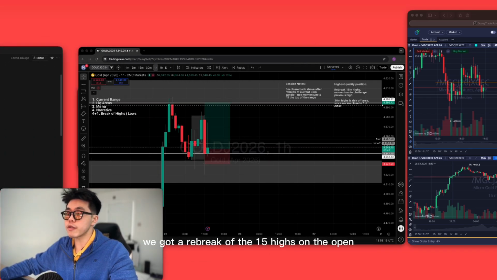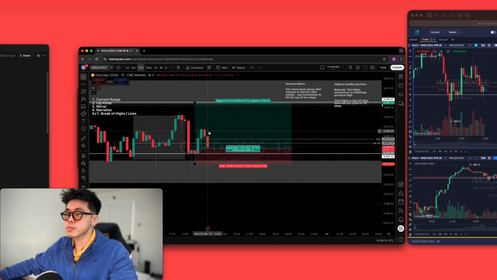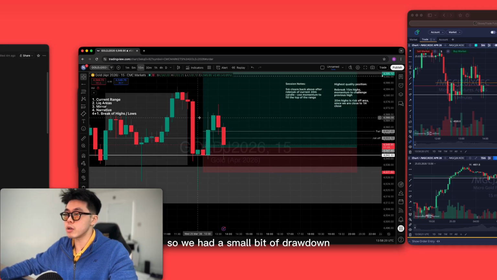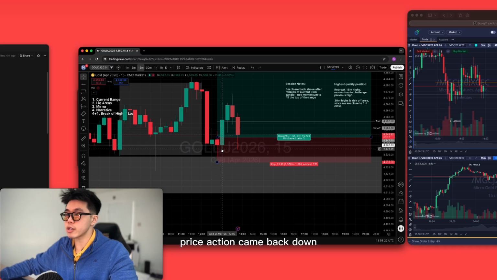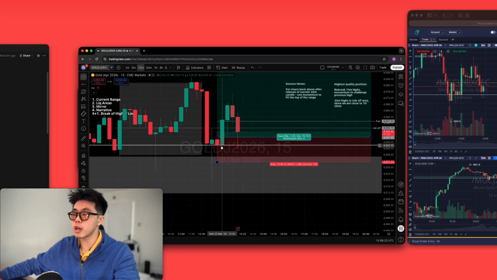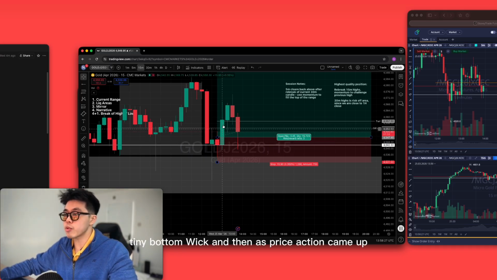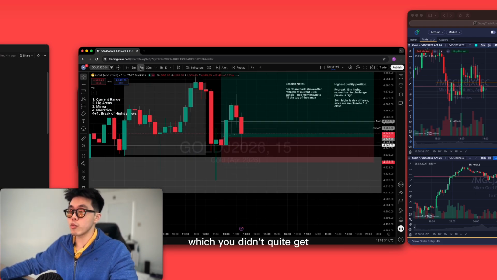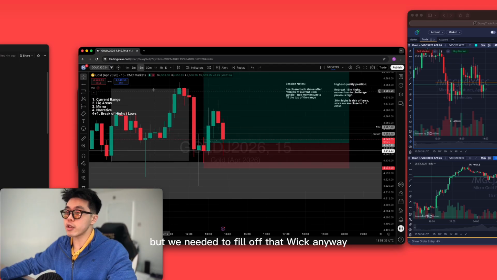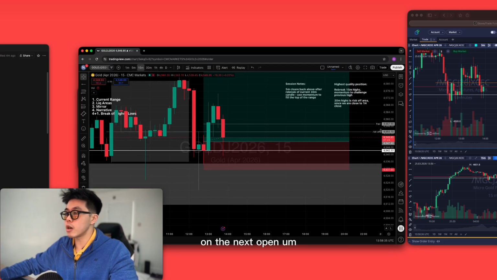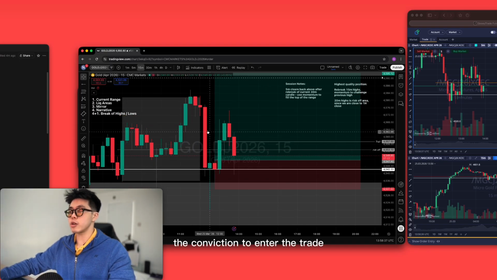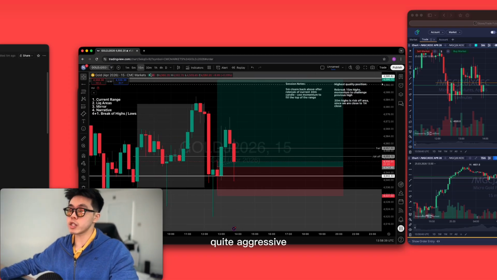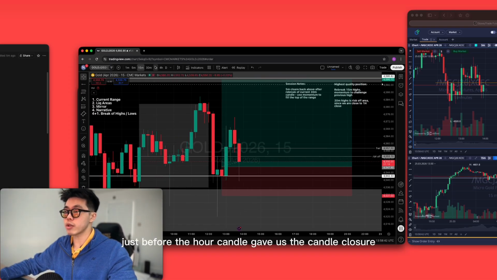We got a rebreak of the 15 highs on the open, so we had a small bit of drawdown after a wick break at the highs. Price action came back down. You had the hour candle open, tiny bottom wick, and then as price action came up, your initial advantage area was the current rebreak of the 30 highs, which you didn't quite get, but we needed to fill off that wick anyway on the next open, and that's what gave us the conviction to enter the trade quite aggressive just before the hour candle gave us the candle closure.